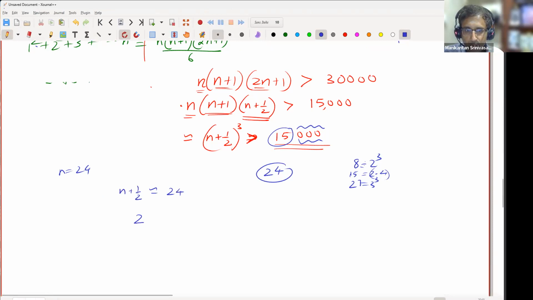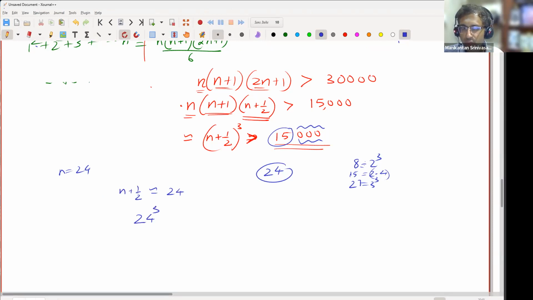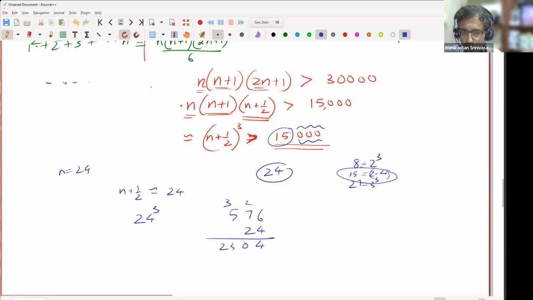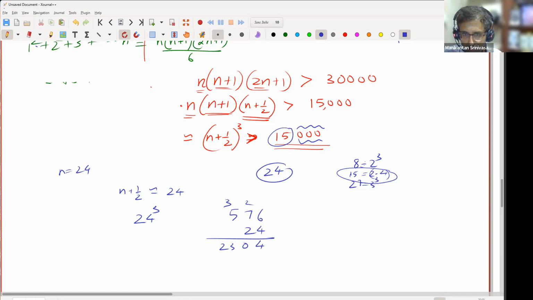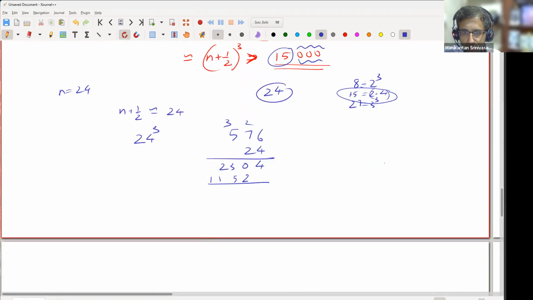So what is 24 cubed? That can be done manually fairly easily. 576 times 24 doesn't take too much effort, right? So let's do it. 24, 2 carries, 28, 30. So 2304. If I'm doing some silly mistake, call it out, please. 12, 1 carrying, 15, 1 carrying, 11. Am I right? Okay, so when we add, we get 13,824.